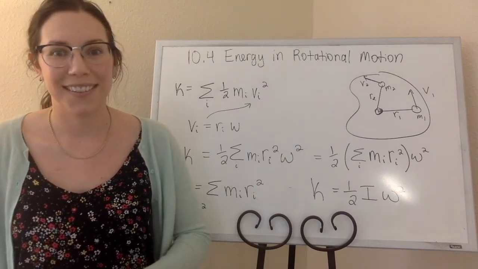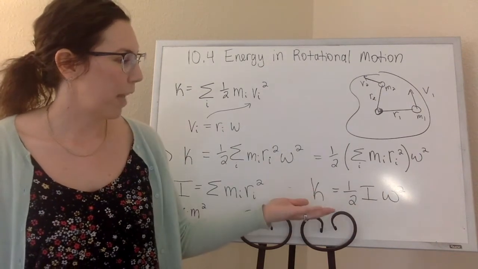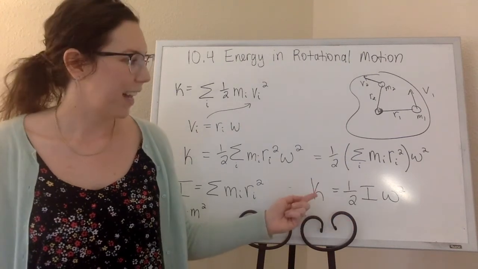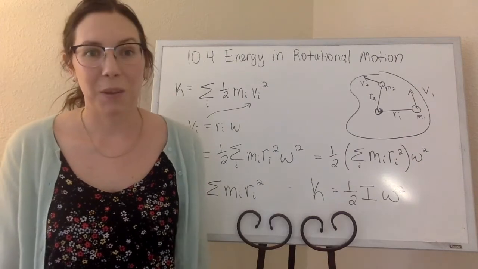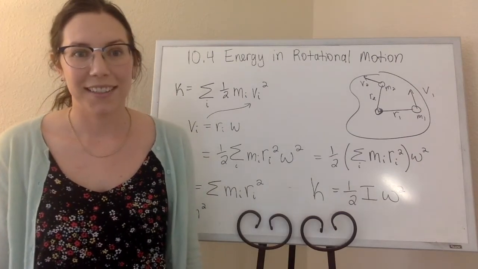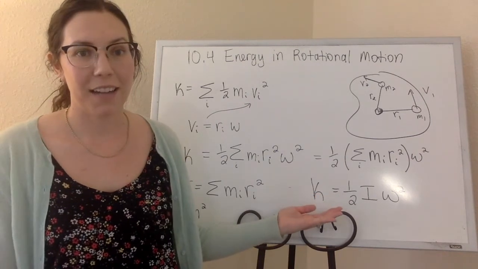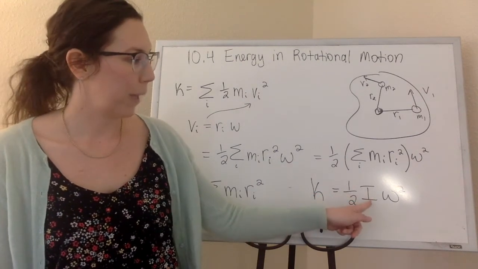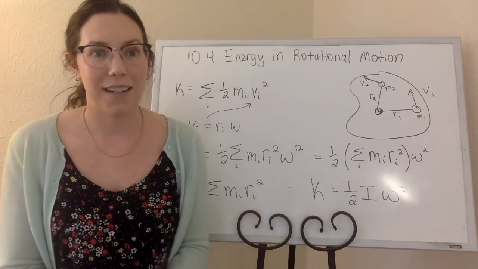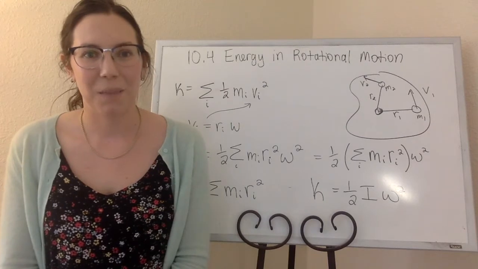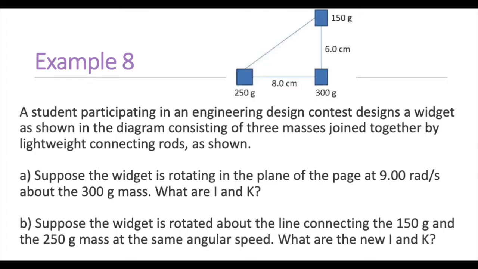Okay, so let's replace that here by I, and now we have rotational kinetic energy, K equals 1/2 I, the moment of inertia, times omega squared, the angular velocity squared. And so the units here would still be joules for kinetic energy. We have kilograms meters squared for moment of inertia and radians per second, squared, for the angular velocity term. Okay, let's look at how this applies to an example.